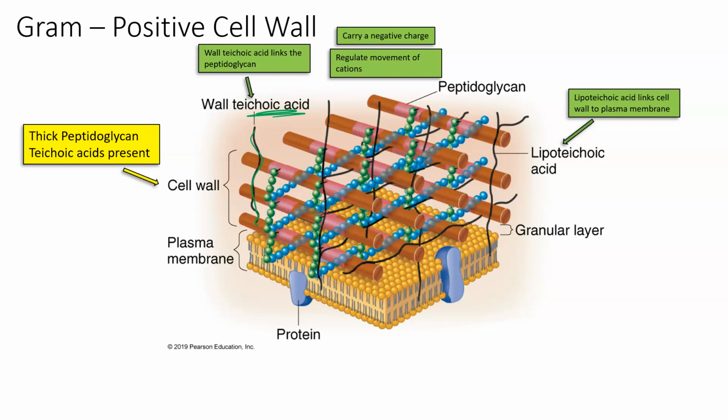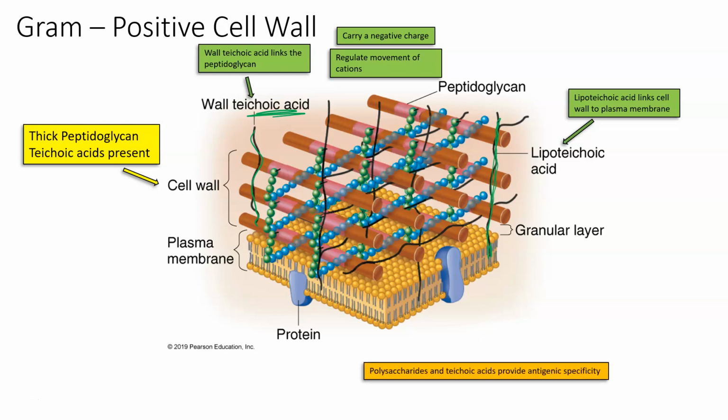You have lipoteichoic acids, which are going to link the wall to the plasma membrane. Again, you can see that this lipoteichoic acid is going to actually be embedded in the membrane. It's going to link the membrane to the cell wall. It's what gives structural support to the cell wall, but also adds rigidity from the cell wall into the membrane.